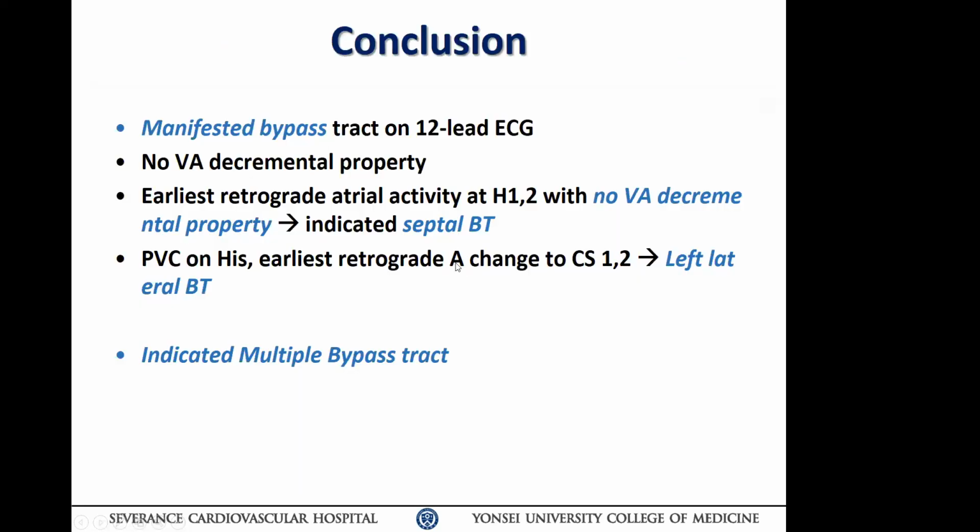So for the final conclusion after the EP study, we can conclude that the patient has a manifest bypass tract on 12-lead ECG, as we saw the delta wave. There is no VA decremental property, so we can exclude AVNRT as the mechanism of tachycardia. First, the earliest retrograde atrial activity is at HIS1-2, with also no decremental property, indicating a septal bypass tract. PVC on His changed the sequence of the earliest A to CS12. So a left lateral bypass tract is also present in this case.